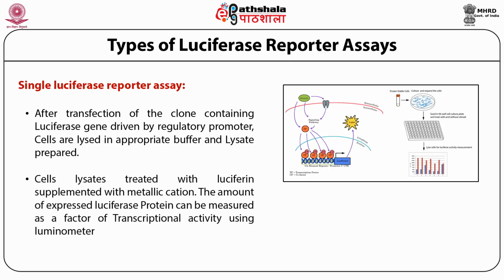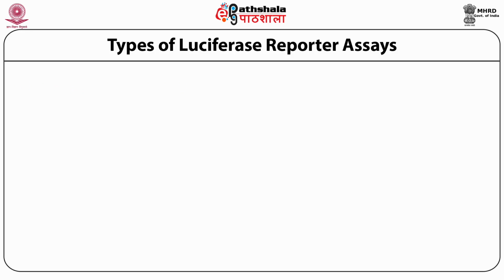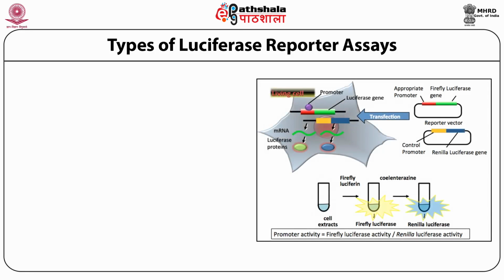Cell lysate is then treated with luciferin supplemented with metallic cation. The amount of expressed luciferase protein can be measured as a factor of transcriptional activity using a luminometer. So this way we can assay the reporter gene. Here we discuss the dual luciferase reporter assay.